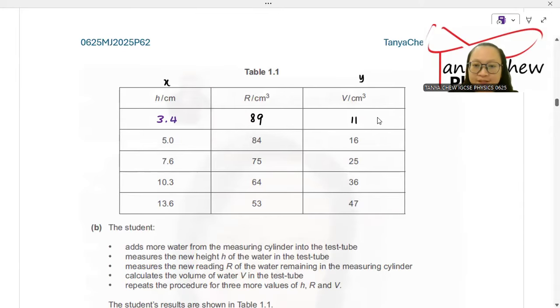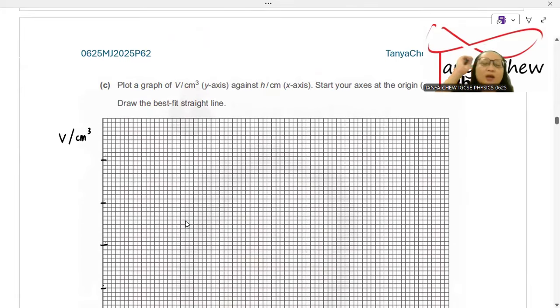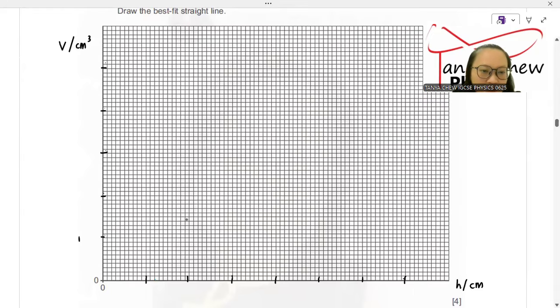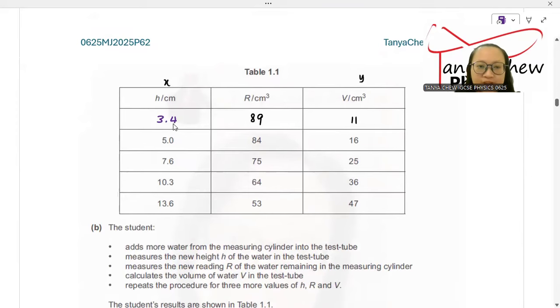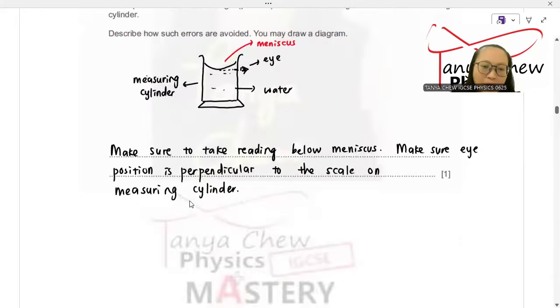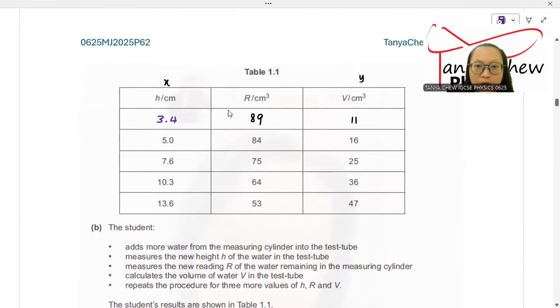For y, the smallest is 11 and the largest is 47. I am going to start with 10, 20, 30, 40, and 50. That's my scale for the volume, y-axis. And for my x-axis, the smallest is 3.4 and the largest is 13.6. So I'm going to start with 2, 4, 6, 8, 10, 12, and 14. I'm done. And then now we're going to plot the points, all the readings here.